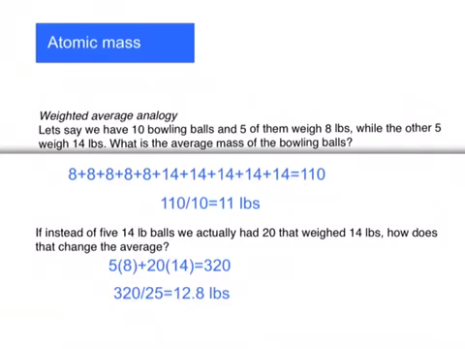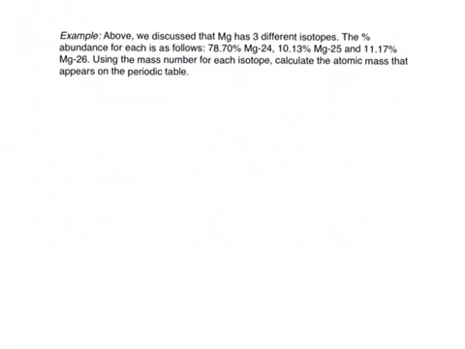So now we're going to expand this concept into how we would figure out the atomic mass of different elements. In order to calculate the atomic mass for a given element, we need to know what different isotopes there are and how much they weigh, and we also need to know how much of each of that isotope is present in a given sample of that element.